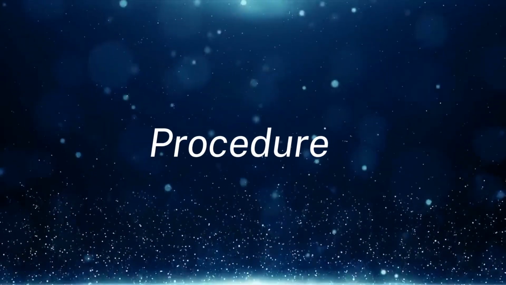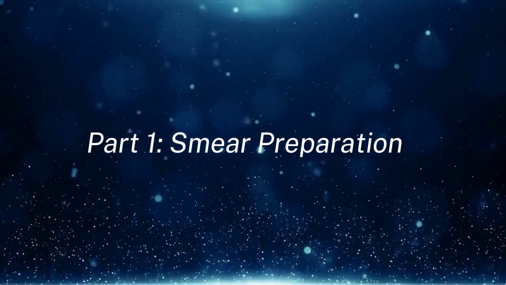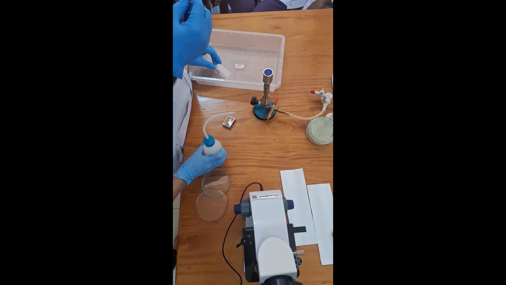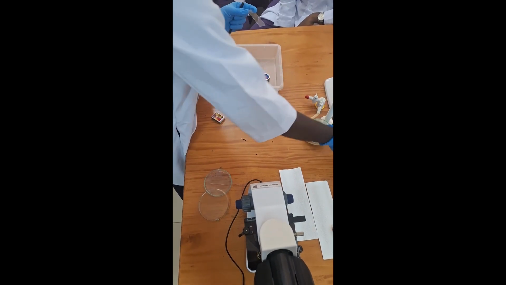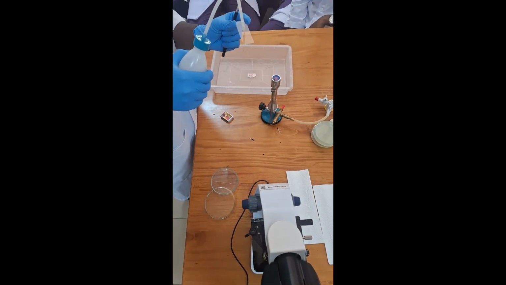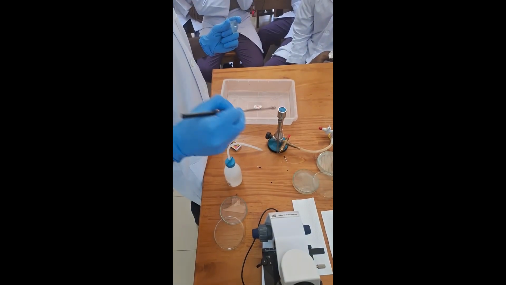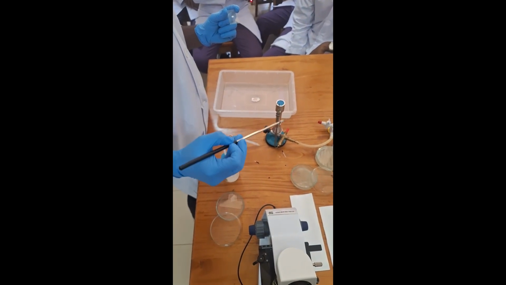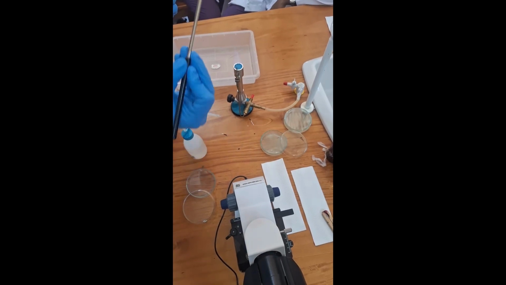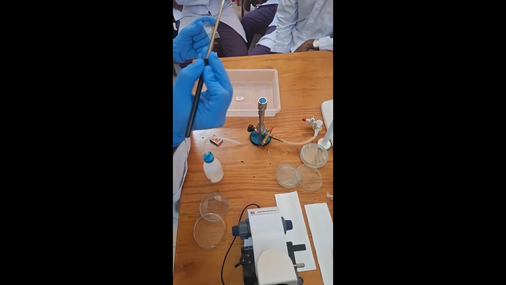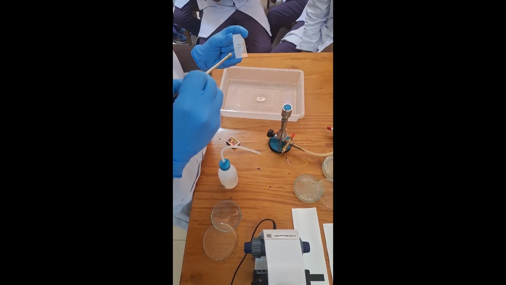Procedure: Label one end of a clean dry glass slide. Place a small drop of distilled water at the center of the slide. Using a sterile inoculating needle, aseptically pick a small amount of bacterial culture and mix it into the drop of water. Spread evenly to form a thin smear.